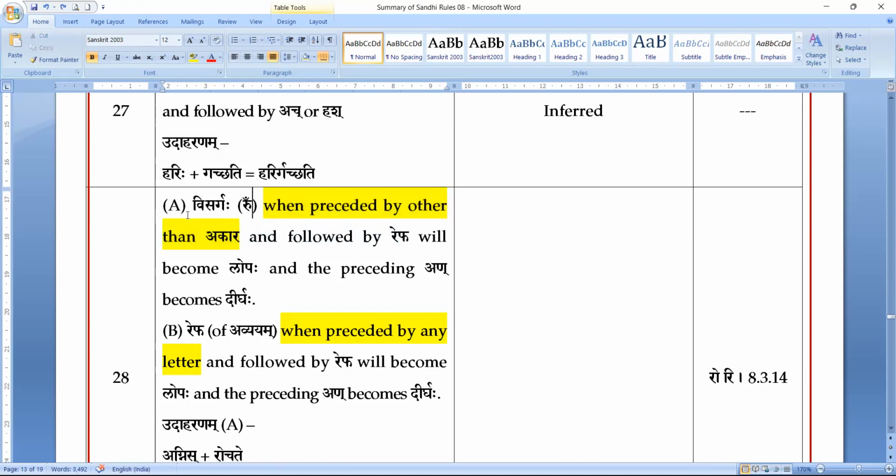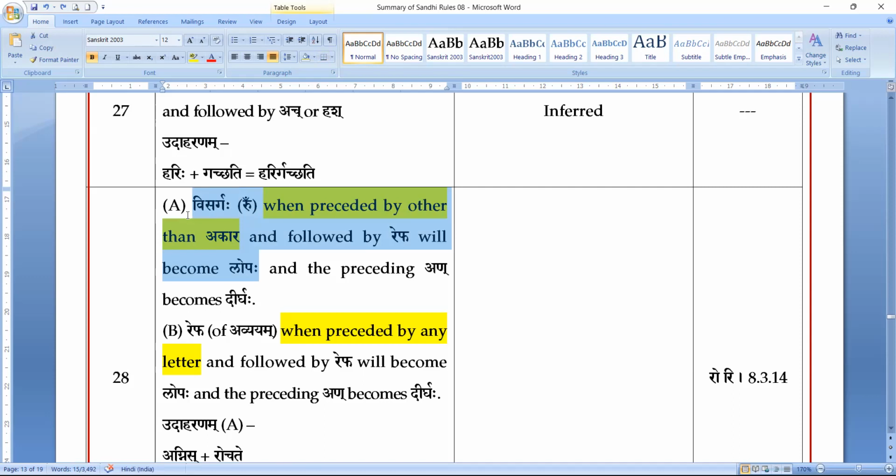Then what is that Ru? Please note, even though Visarga is there, that is Ru. Ru preceded by any vowel other than the short vowel and followed by Repa, what will happen to Ru? It will become Lopa. Now you tell me, how does it become lopa? Visarga, that is Ru, preceded by any vowel other than akara and followed by a consonant will become lopa. How is it dropped? By what rule? If you say, then I will understand that you understood what I taught so far.